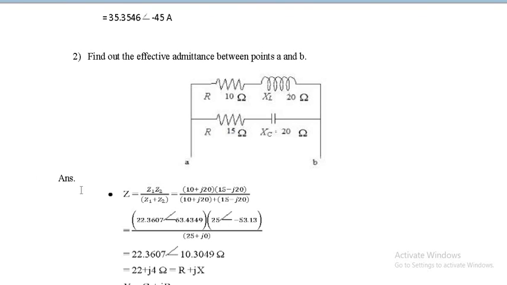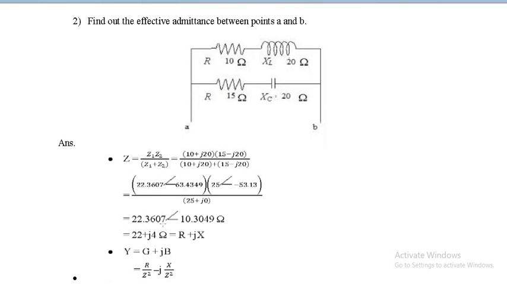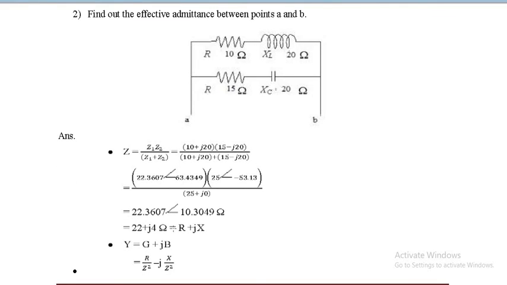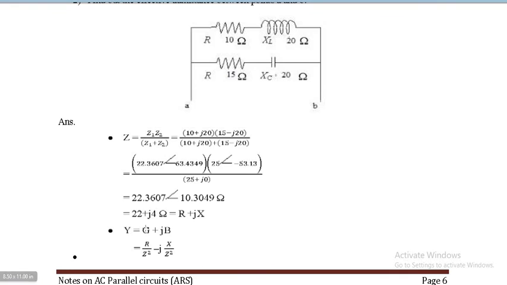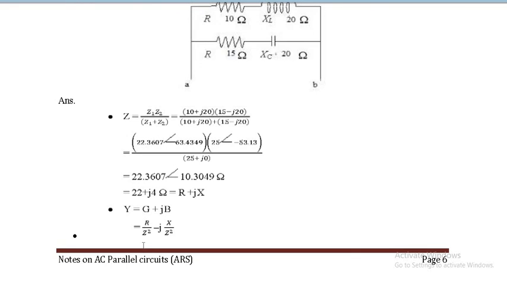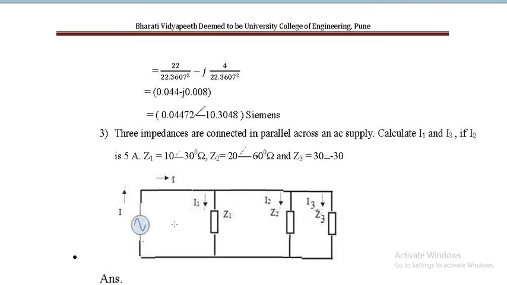So how do we do it? We found Z as Z1 Z2 upon Z1 plus Z2. Whatever we get is in terms of R plus jX, right? And Y is equal to G minus plus jB, right? Instead of plus minus, I'll be writing it as minus plus over here. G will be R upon Z square, and B will be X upon Z square. Z you already have, so this is that value, and this is given in Siemens.